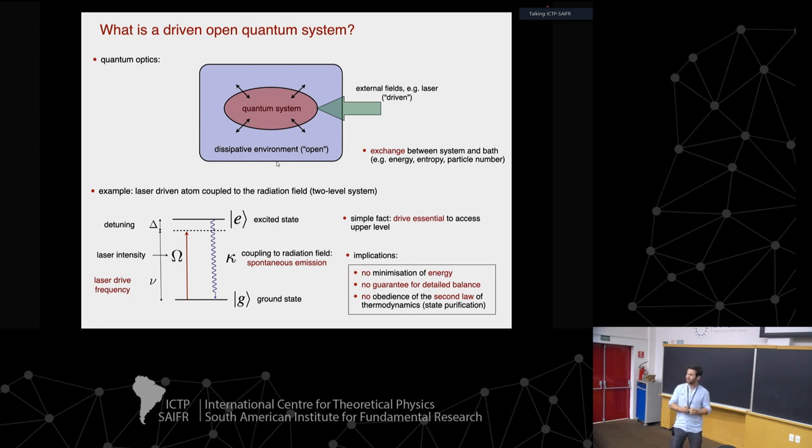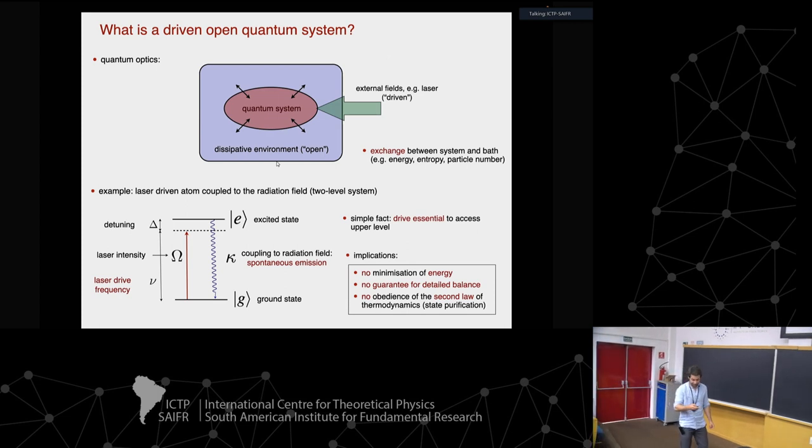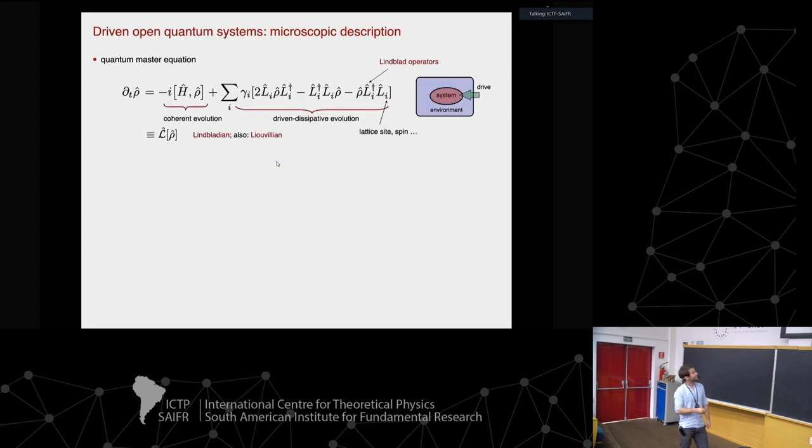Because we can think of building quantum fridges. Yeah? We can transfer entropy maybe from the small quantum system to the dissipative environment. Okay, so these are three basic effects, and now let's think about how we describe this physics.